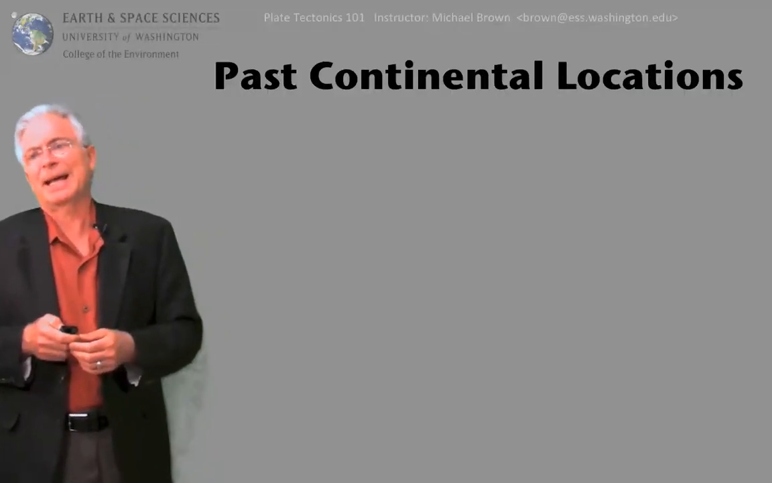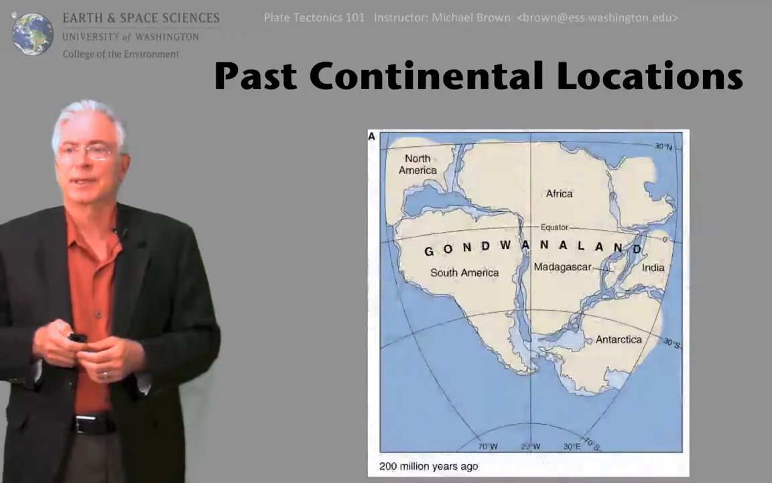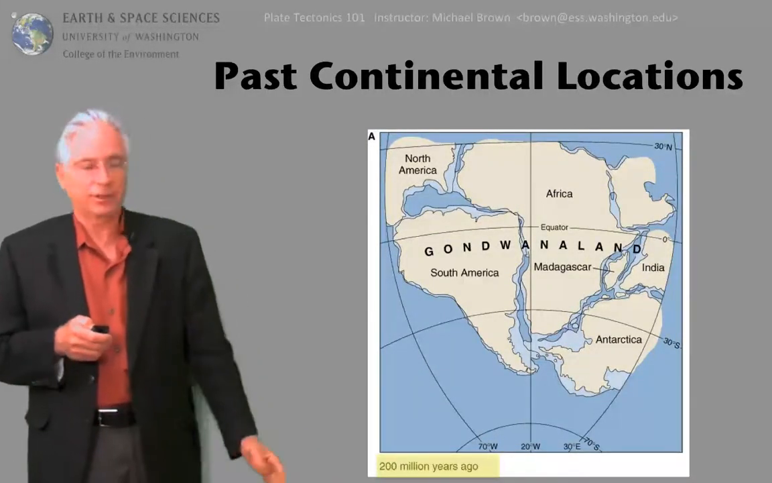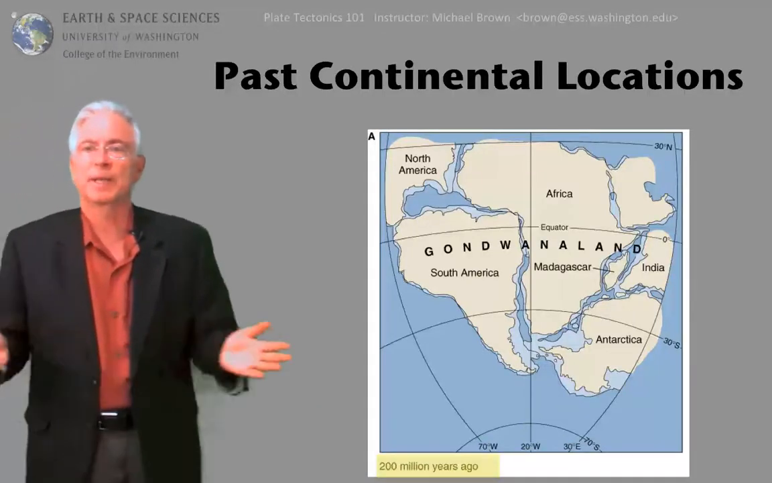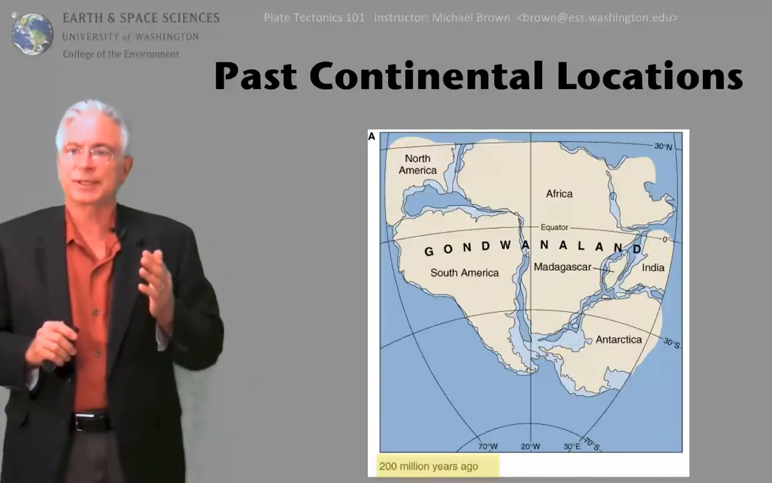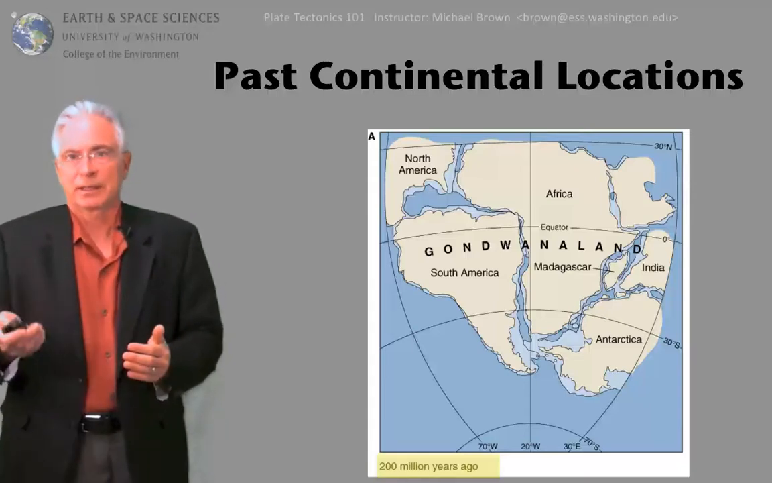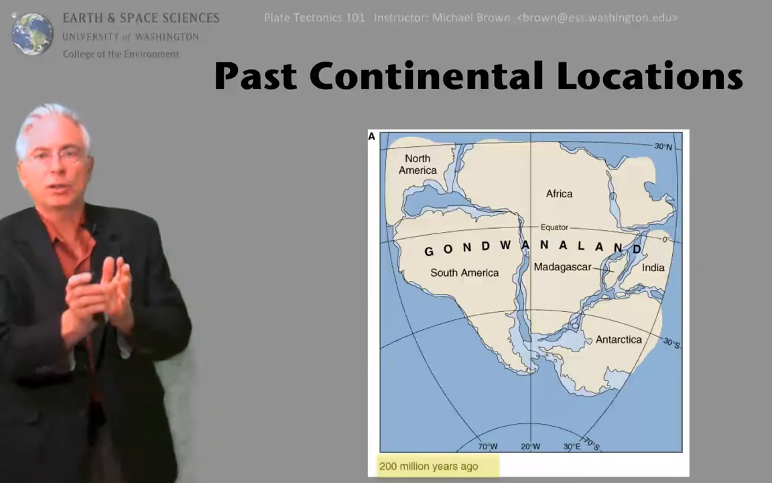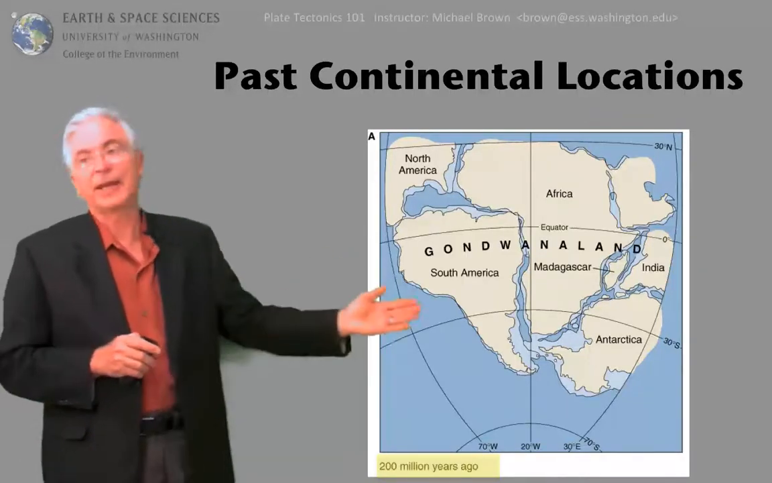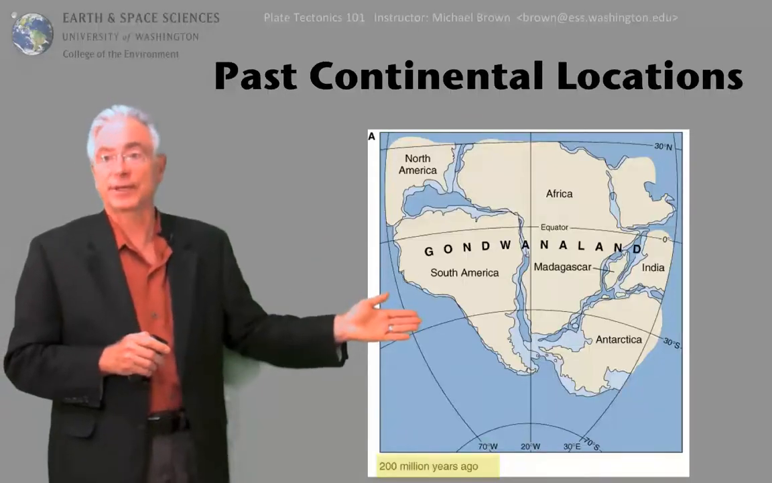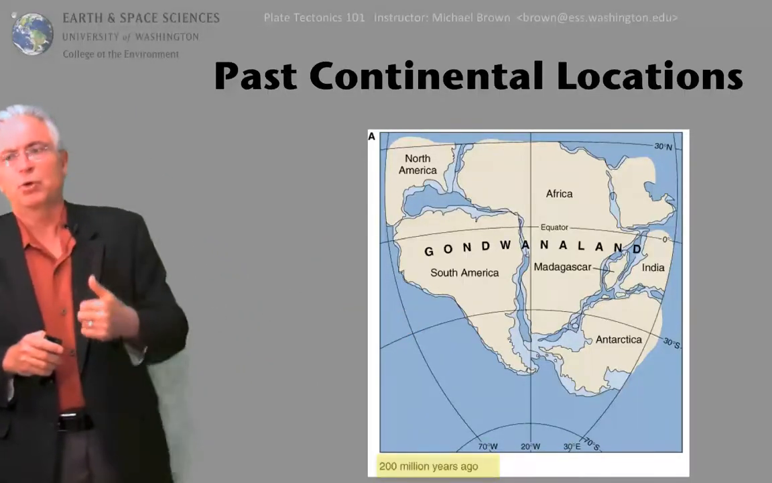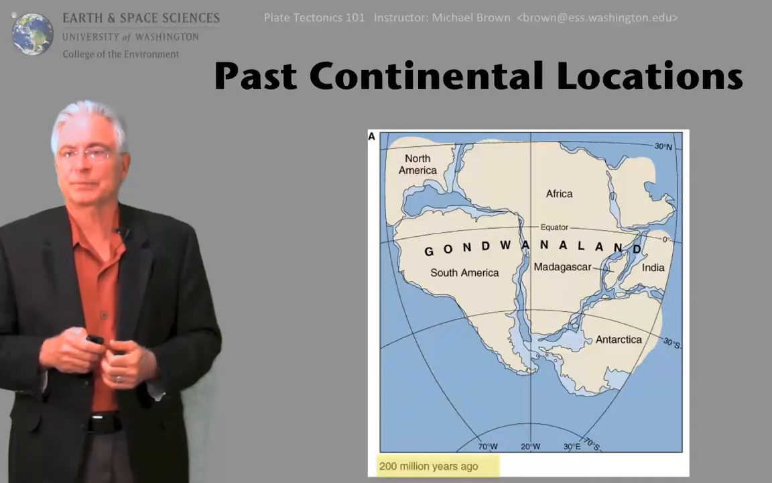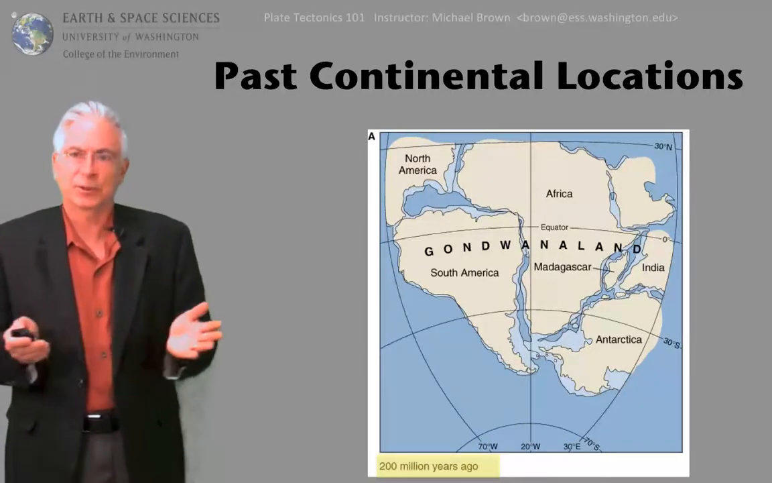Let's talk a bit about past location of the continents. Here's a reconstruction from 200 million years ago. You can see highlighted in yellow at the bottom, 200 million years ago, South America right up against Africa, Antarctica, India, Madagascar, all tucked in along the east shores of Antarctica, not east shores of Africa, and North America pushed in against the bulging northern part of Africa. Now what happened? Well, that was 200 million years ago.